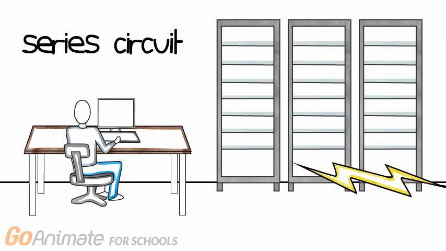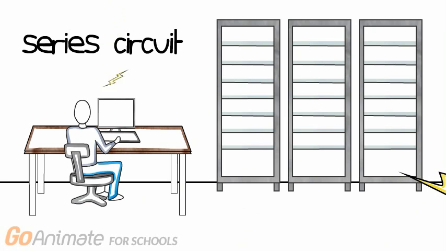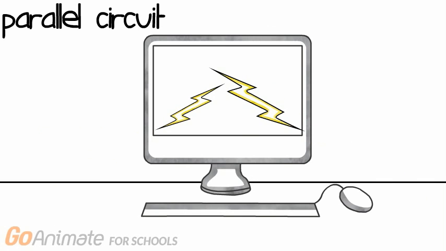A series circuit is a circuit where there is only one path from the source through all of the loads and back to the source. A parallel circuit has two or more paths for current to flow through. Voltage is the same across each component of the parallel circuit.